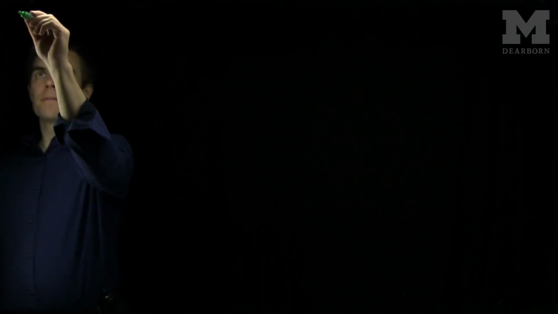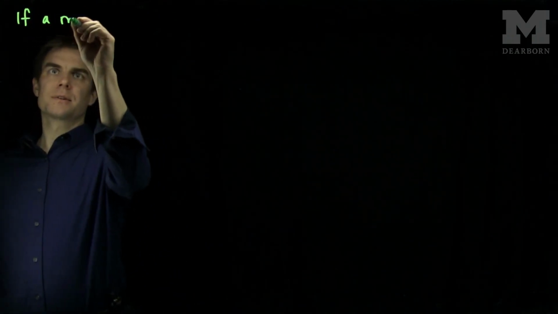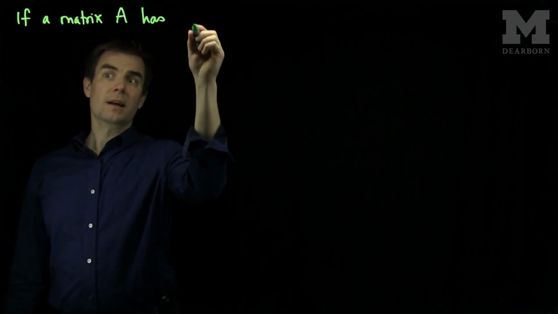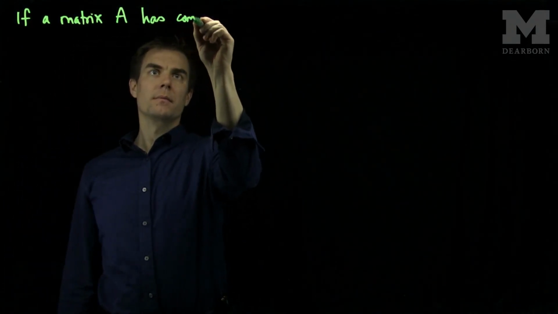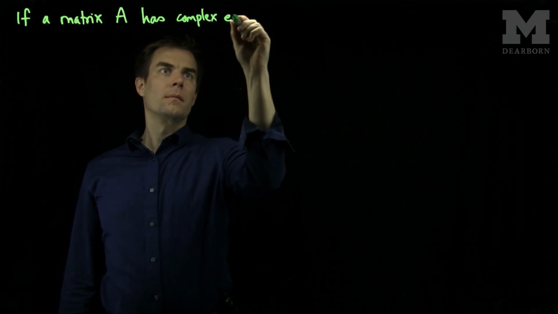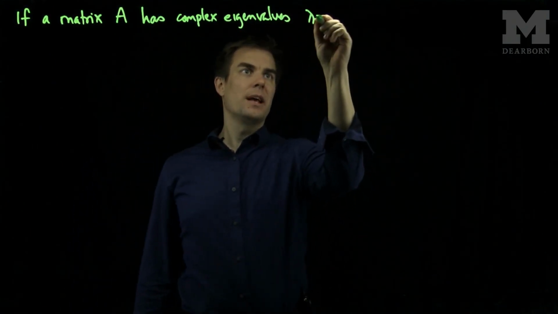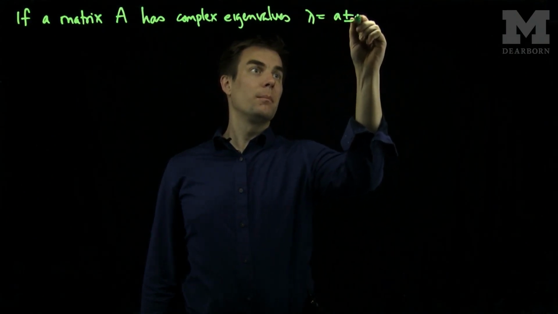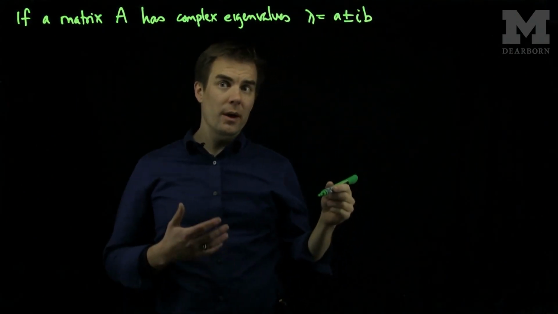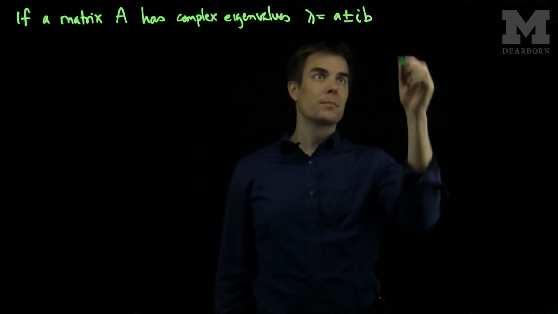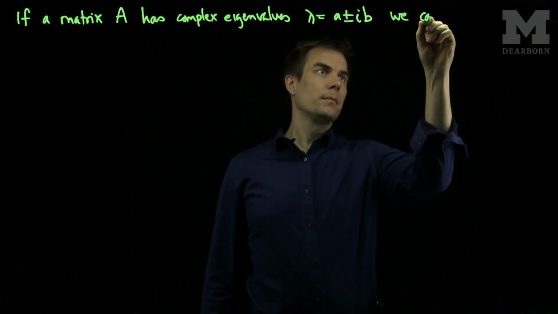Hello students, in this video we'll discuss how to compute the exponential of a matrix that has complex eigenvalues. If a matrix A has complex eigenvalues, let's write them as lambda equals a plus or minus ib. We know that they will come in complex conjugate pairs.